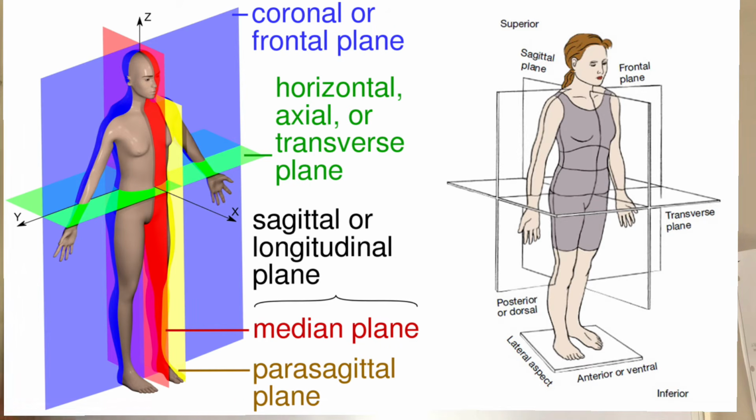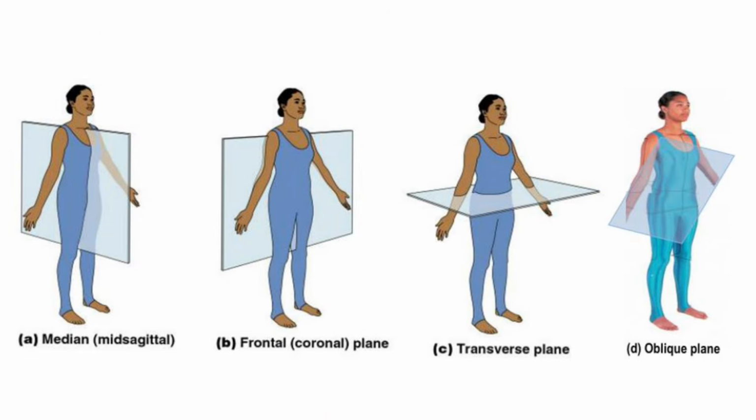That just slices the body front and back, and that's represented in the color blue there. The last plane I would like to talk about is the oblique plane. The oblique plane divides the body into superior and inferior parts, just like the horizontal or transverse plane, but the only difference is it cuts diagonally.